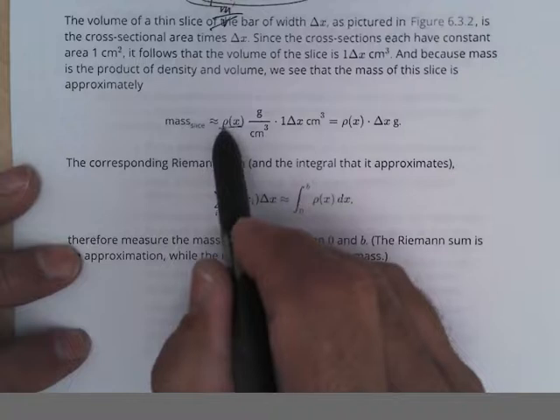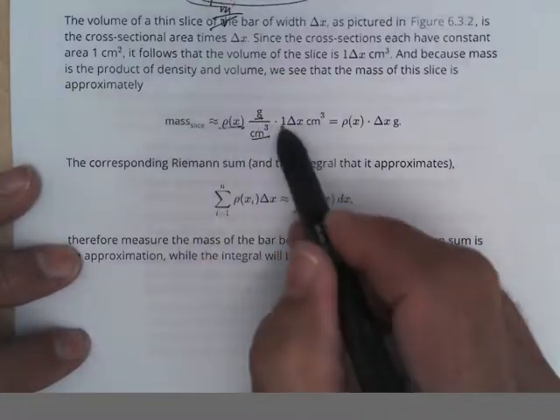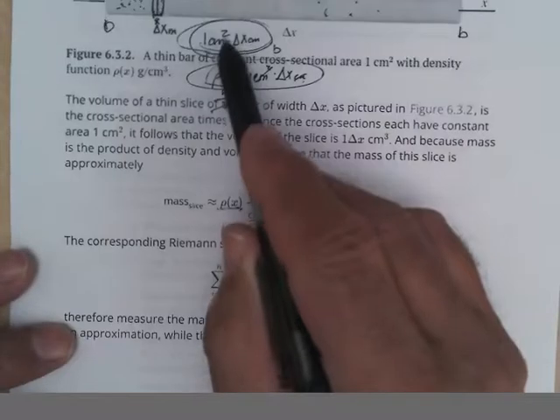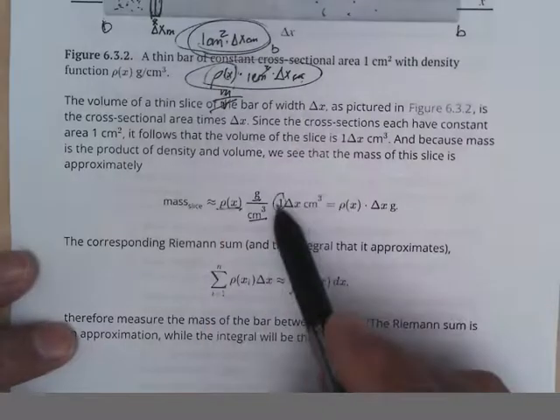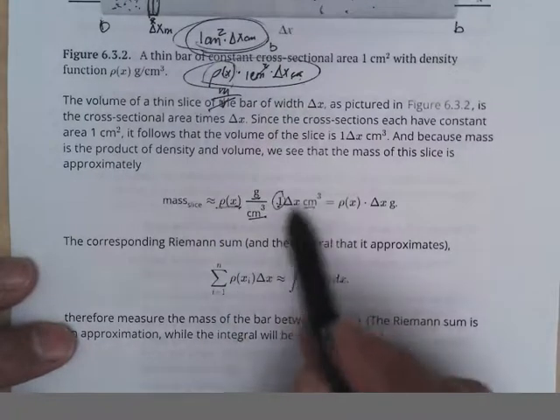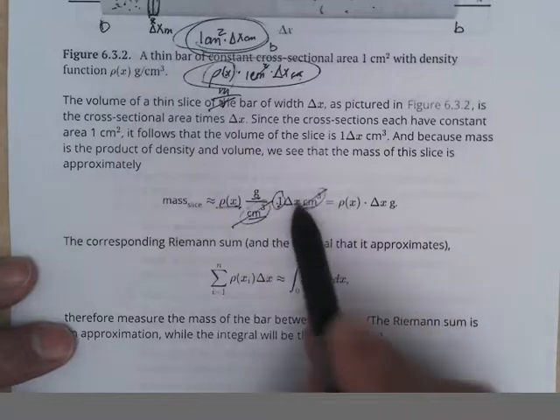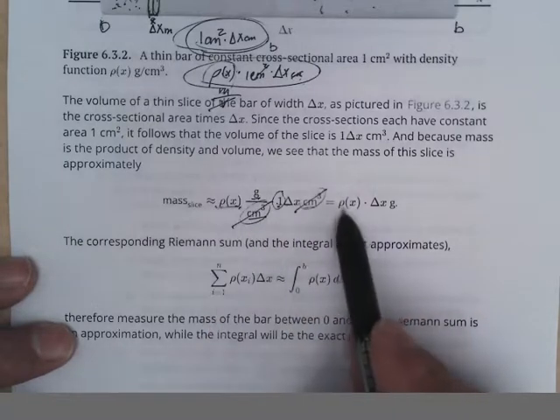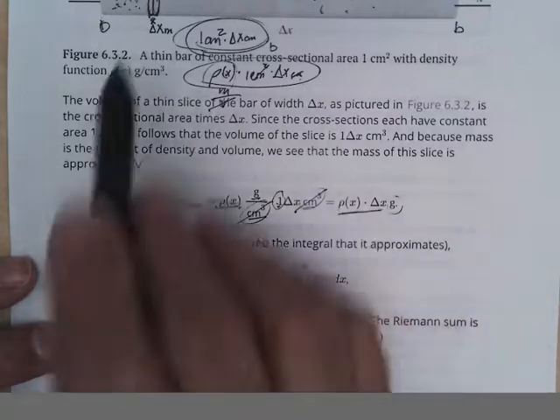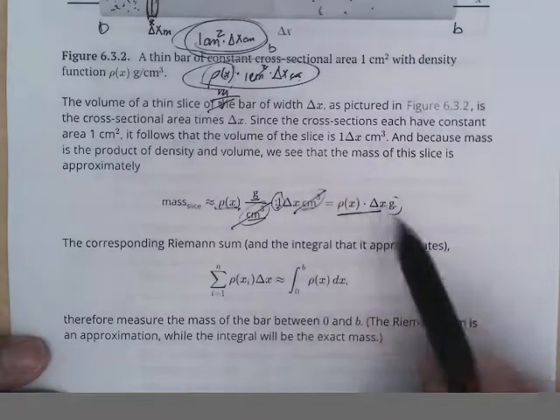The density, which is in grams per centimeter cubed, times 1 centimeter squared for the cross-sectional area, times delta x, which is in centimeters. So you get centimeters cubed times centimeters cubed. They'll cancel, and we will get the mass of that little section there. And since this is 1, you end up with rho times x.